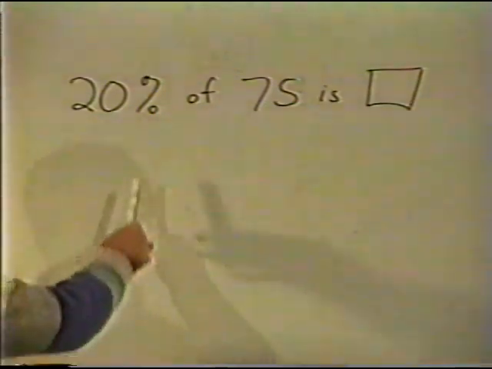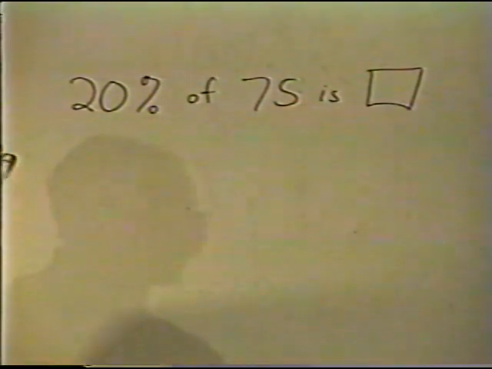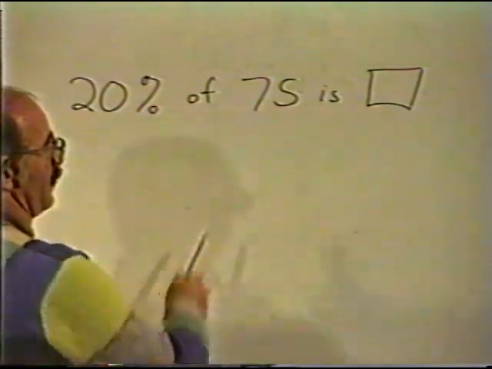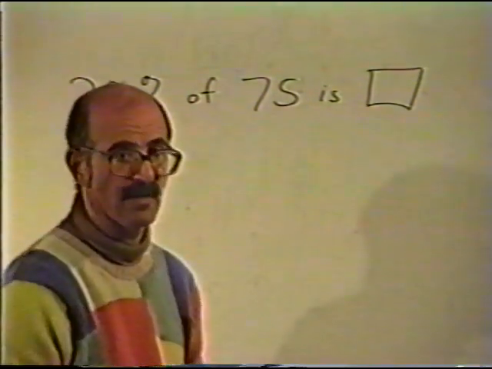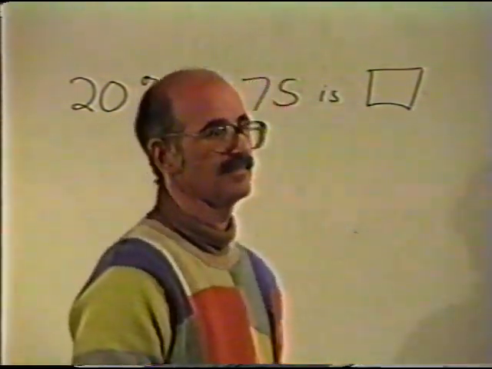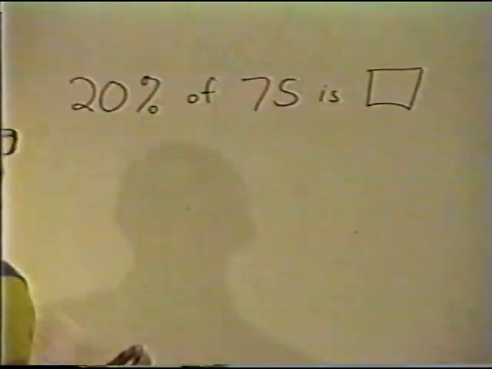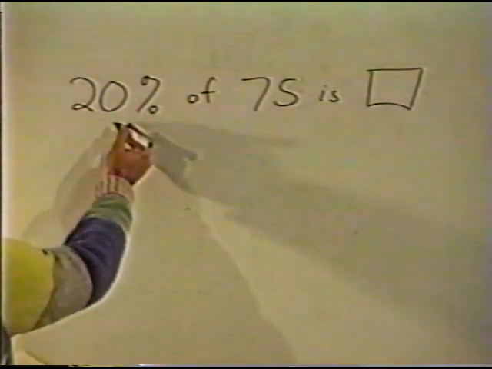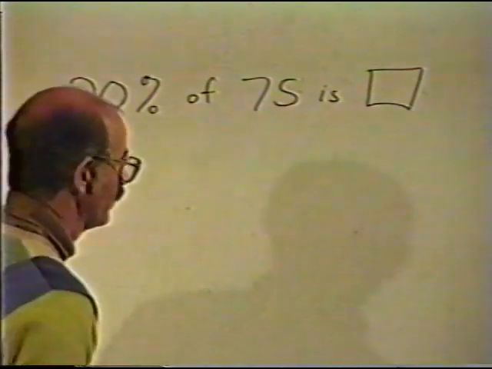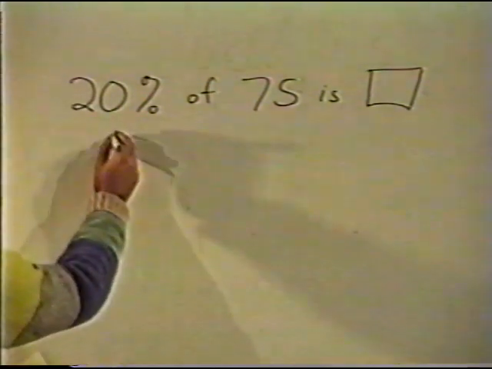Do you know the percent? Yes, you do. 20%. Do you know the whole thing? Yes. 75. Do not know the part of the whole. Therefore, what type is it? Type 1. 20% is what as a fraction in lowest terms? 1/5.